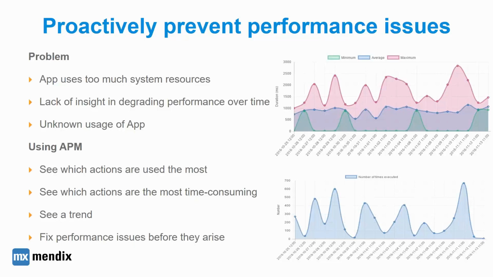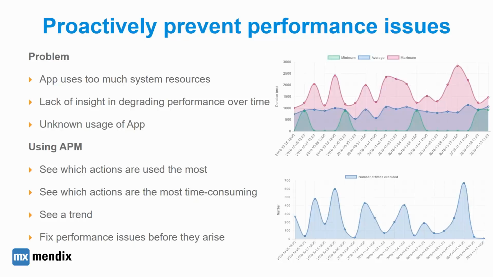And the statistics tool tells you which actions are used the most, and also which actions are the most time consuming. And because it measures all the time and it stores that information daily, we can see a trend in, for example, the duration or the usage of the application. And with that trend, we can predict that it will be a performance issue in the future, and we can fix the performance issues long before they arise.